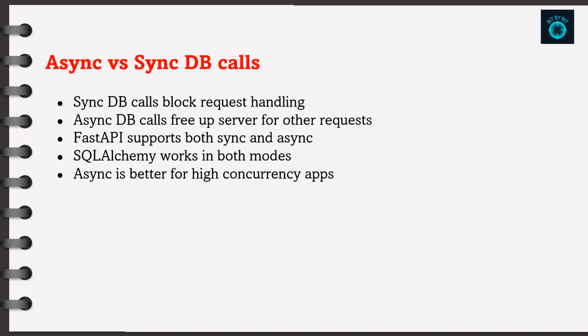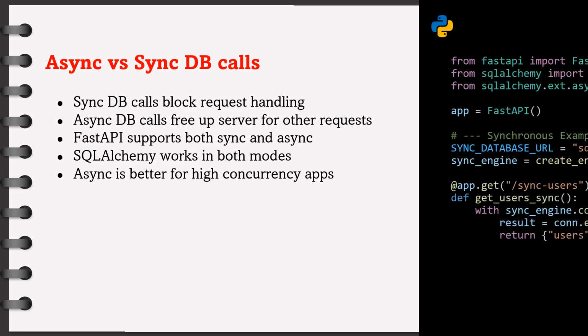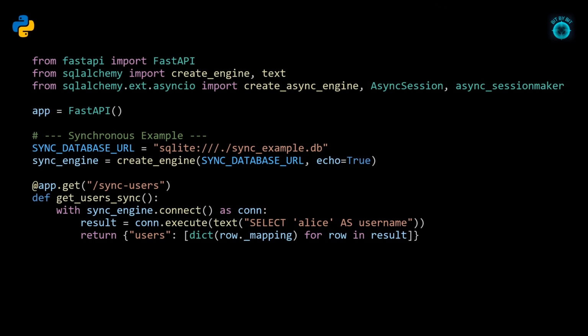FastAPI supports both sync and async database access. SQLAlchemy also has support for both modes. Sync is easier for simple scripts or small projects, while async is better for large production systems where scalability matters. Let's start with the synchronous example.